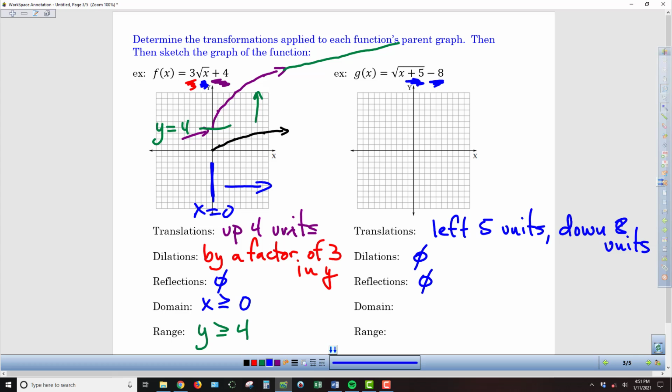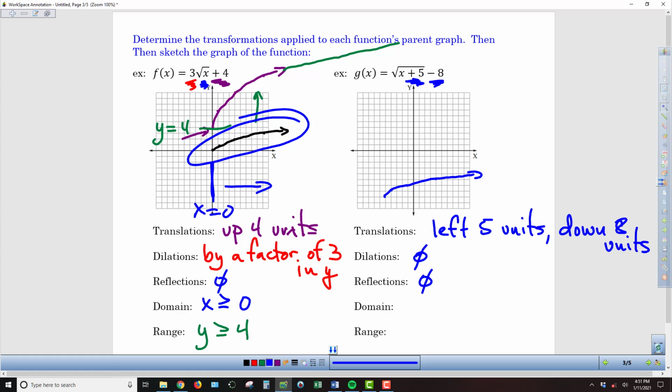So that means instead of my graph starting at the origin, like this parent graph that we sketched earlier does, we're going to go to the left 5, and then we're going to go down 8. So we're going to start right about here. And so from there, our usual pattern of the parent graph of over 1, up 1, over 4, up 2, over 9, up 3 is going to hold up. And so there's the sketch of our graph. So it has the exact same shape as our parent graph. It's just been translated to the left 5 and down 8.